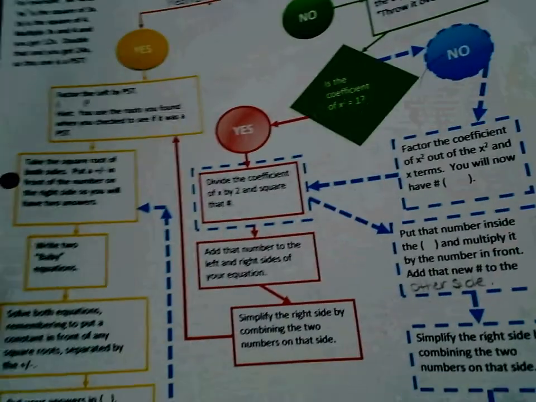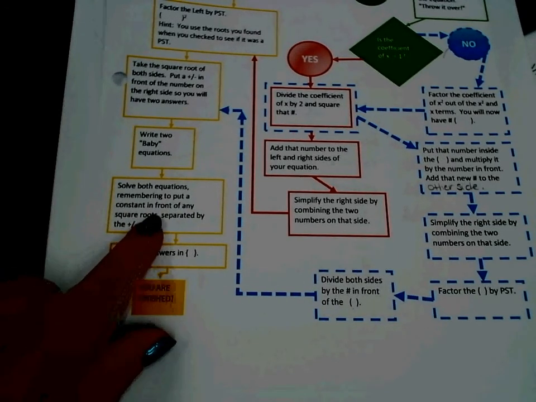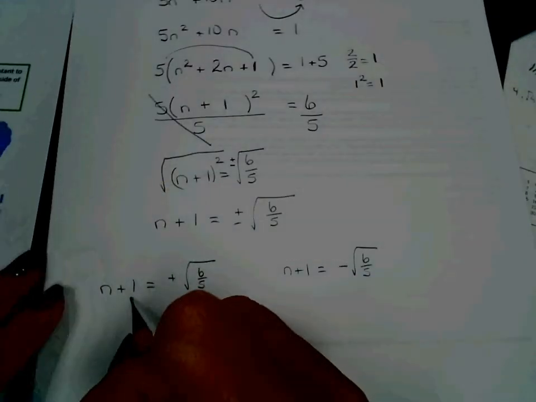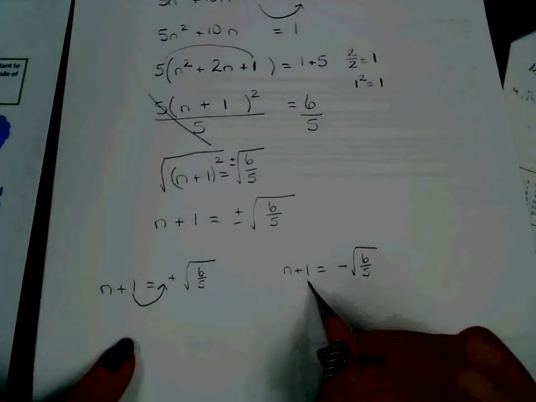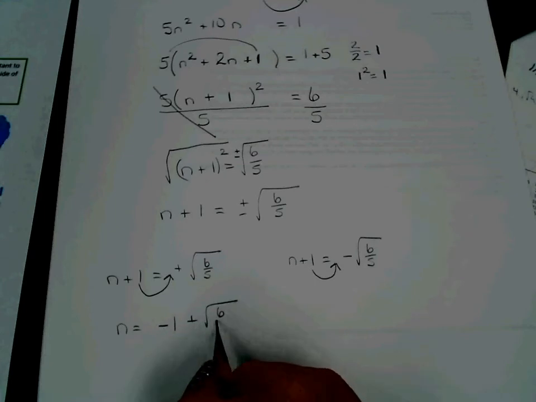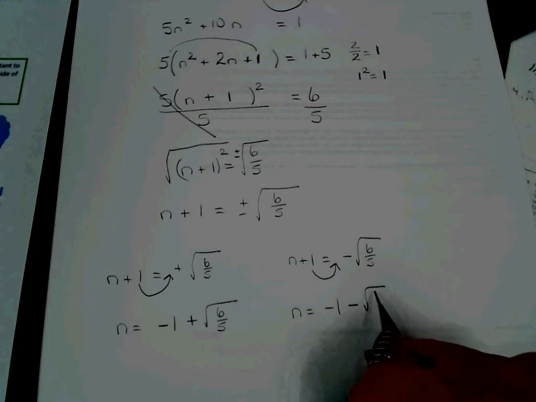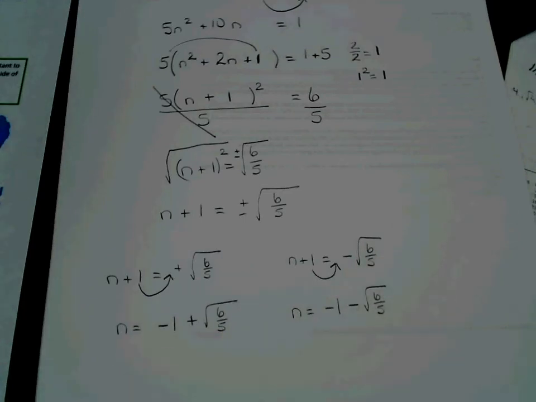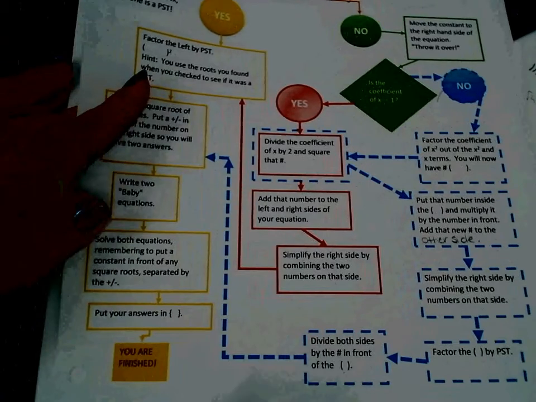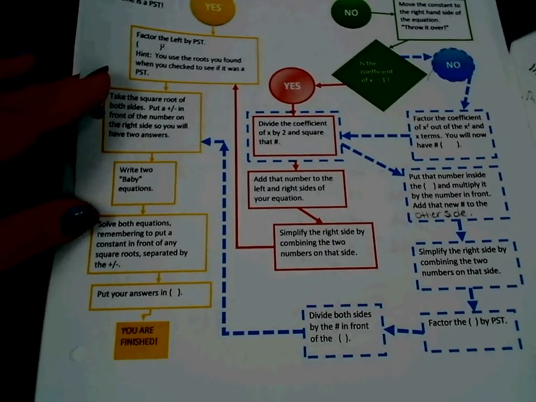Coming back to my flow chart, solve both equations, remembering to put a constant in front of any square root separated by the plus or minus. So when we move the constant over, it goes there, and it goes there. So now I have this. It becomes a negative when you move it over. My instructions say put your answer in curly braces, and it says you are finished.